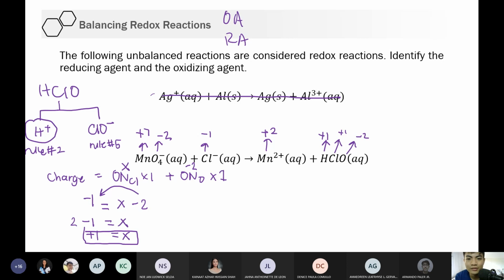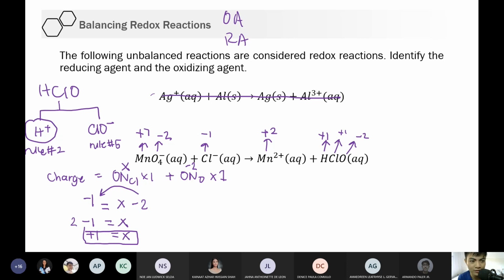Okay? So, ganun yung idea. If you have an oxyanion, yung halogens mo, hindi siya negative 1. It is something else. No? So, you have to solve it. Okay? Pero yung oxygen, masunurin naman yan. So, negative 2 yan madalas. Okay?